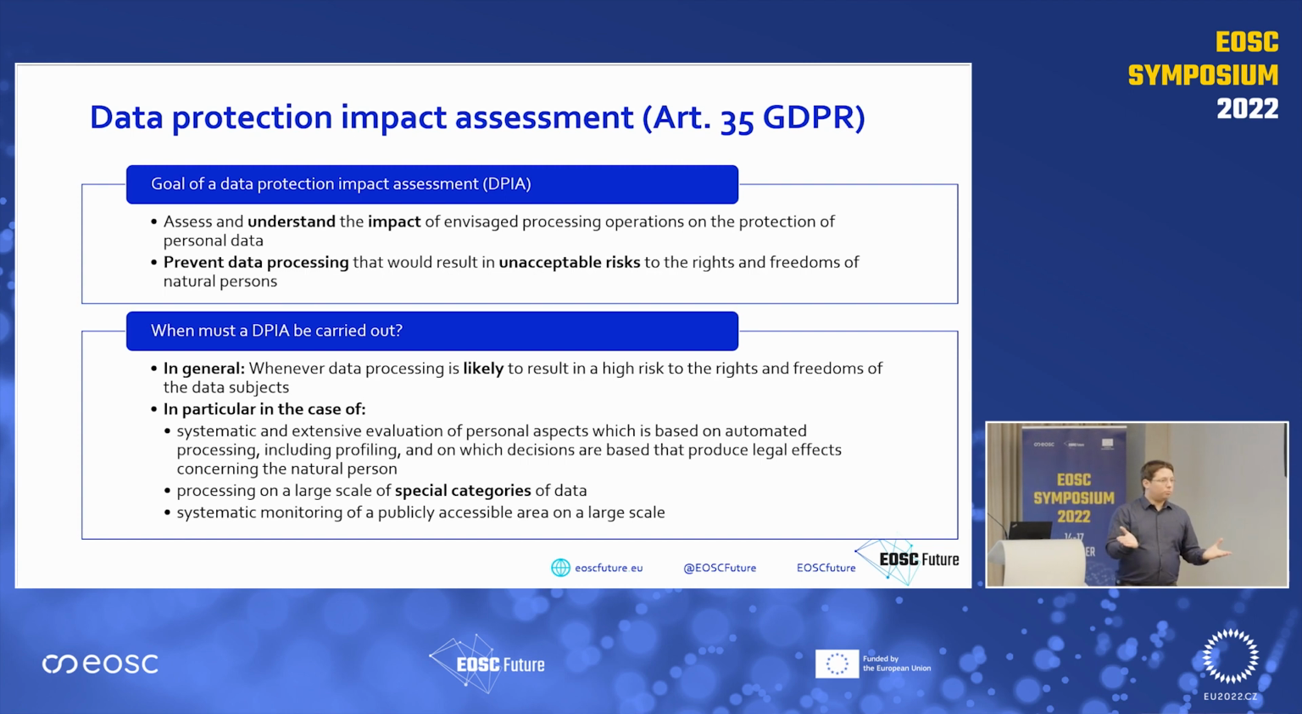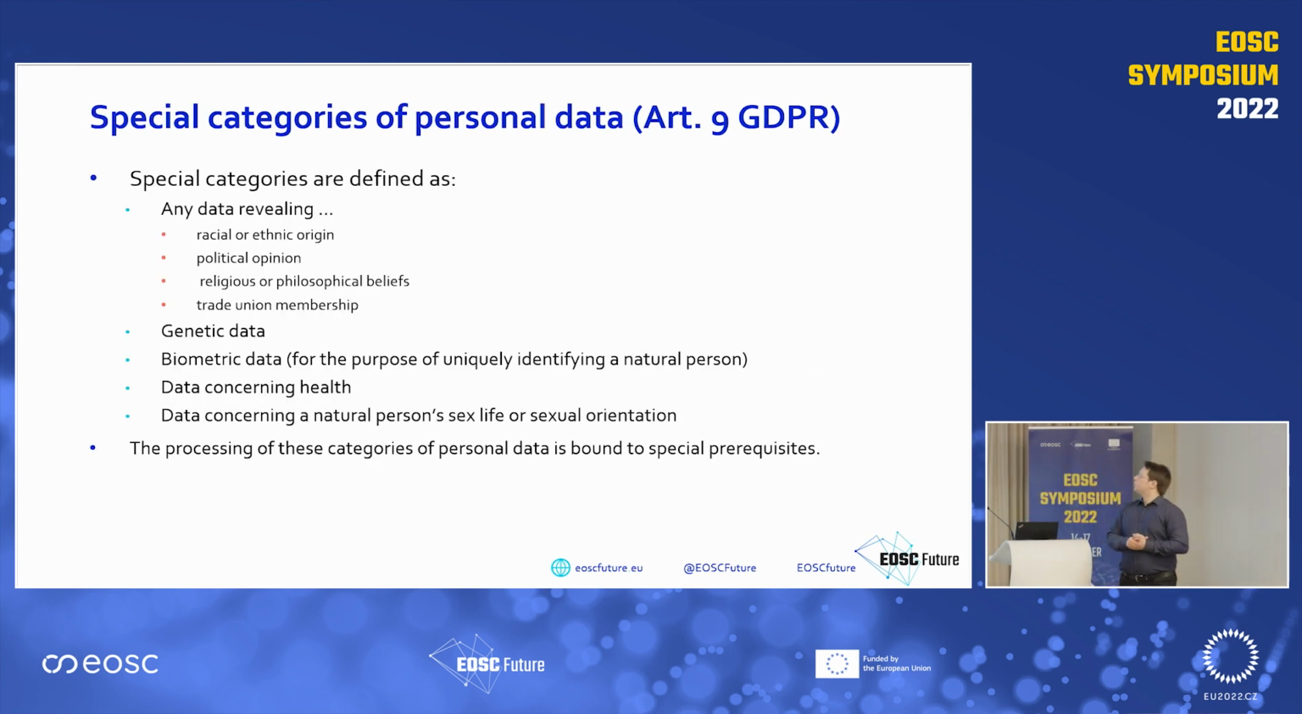But in other cases, you might want to or have to go through a DPIA, especially when it comes to personal data defined in Article 9 of GDPR, namely special categories, sometimes also referred to as sensitive or highly critical personal data. These are any data revealing racial or ethnic origin, political opinion, religious or philosophical beliefs, and trade union membership. Also genetic data, biometric data, health data, and data concerning a person's sex life or sexual orientation.